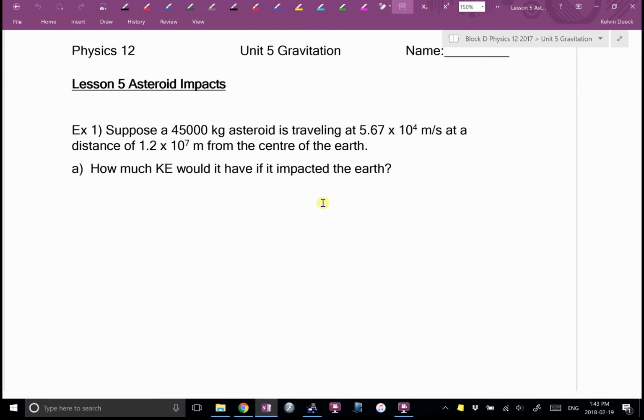Suppose an asteroid is traveling at 5.67 times 10 to the 4th meters per second at a distance of 1.2 times 10 to the 7th meters from the center of the Earth. Is that an altitude or a radius? It's a radius, so I don't need to add the radius of the Earth to this. How much kinetic energy would it have if it impacted the Earth? How will I solve this?